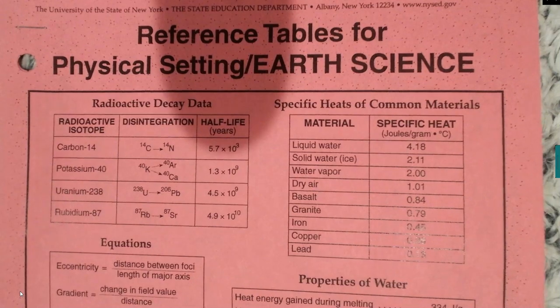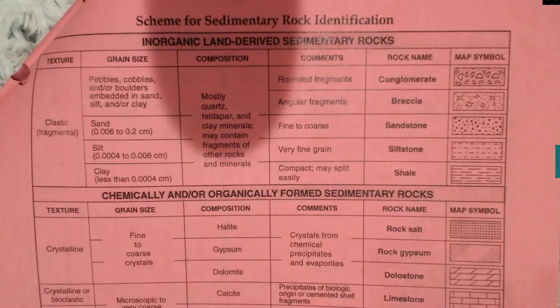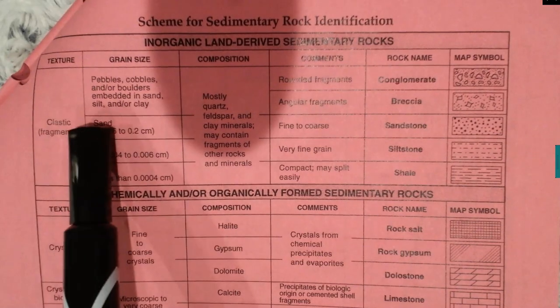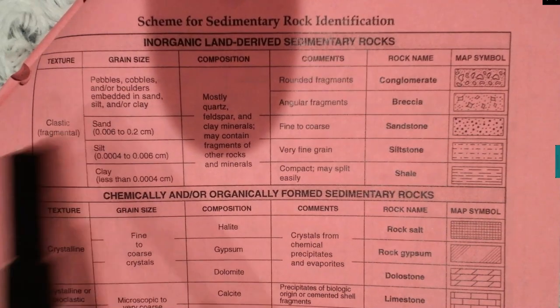In this reference table, your scheme for sedimentary rocks is going to be found on page number 7. Pardon the shadow from the camera where I'm recording today. The lighting is not the best, but we'll manage. We have them divided into 2 different categories, well, actually 3. So I want you to take a look at them.